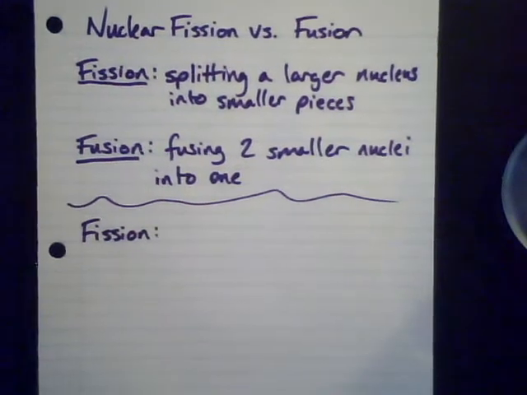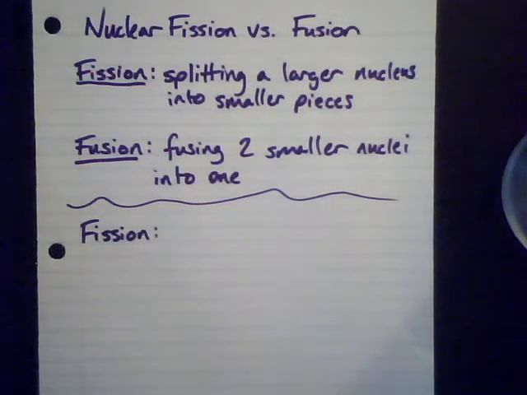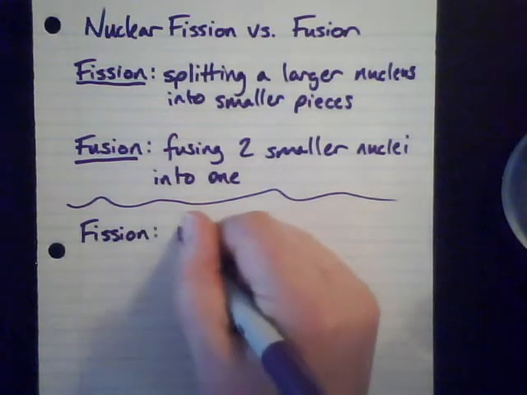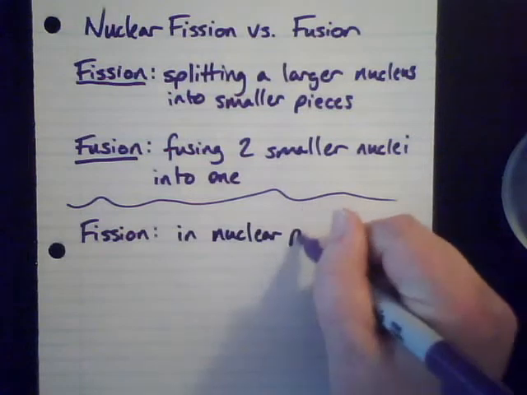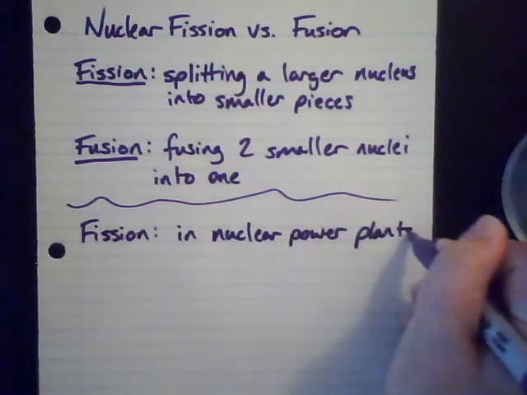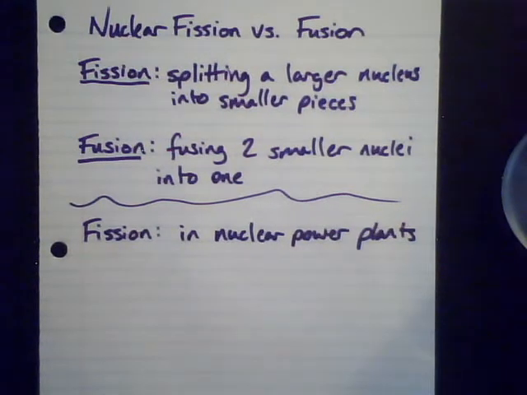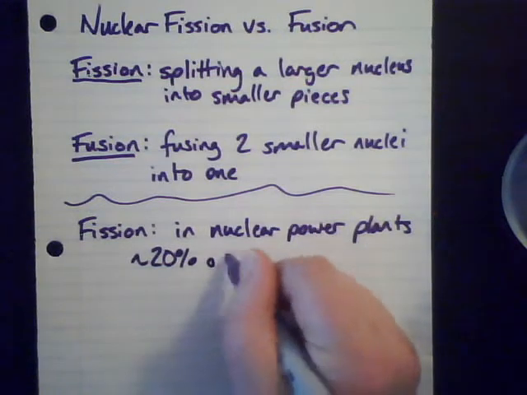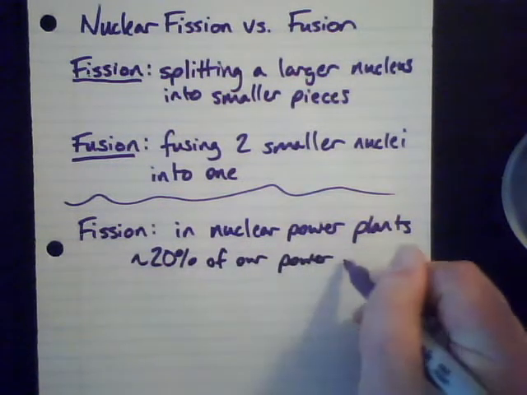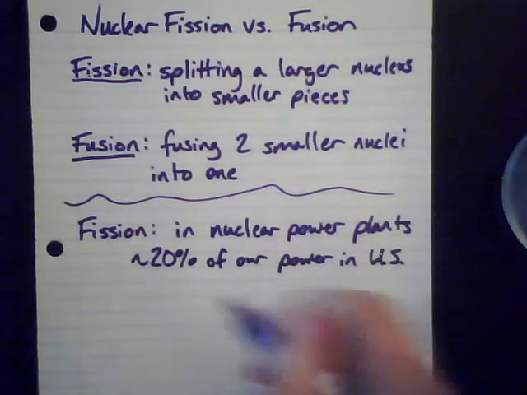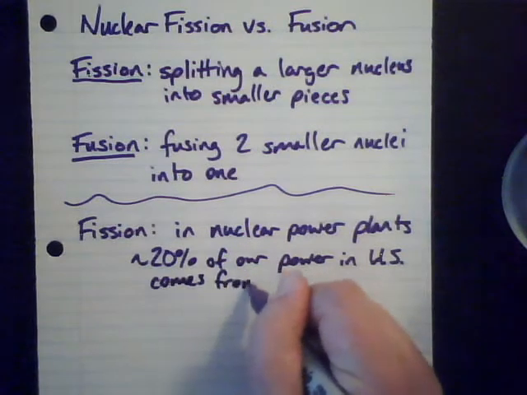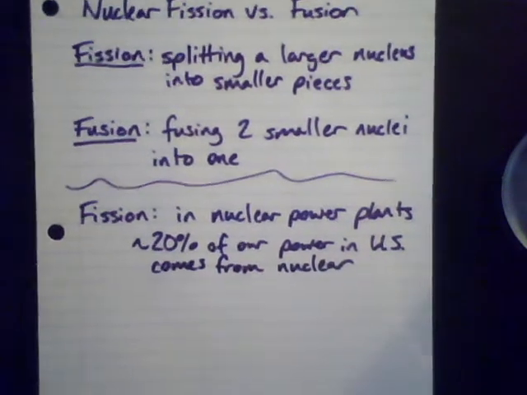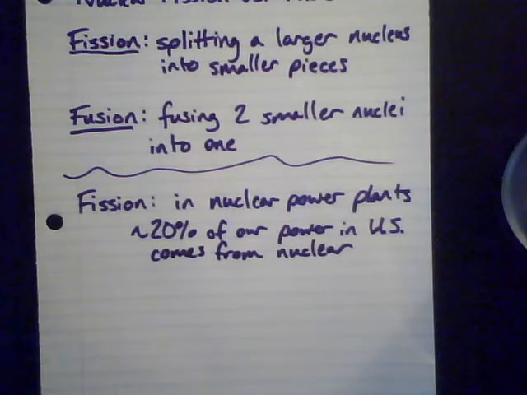Nuclear fission is the way that we get nuclear power here on Earth. So nuclear fission is what we see in nuclear power plants. And fission reactors are the reactors in nuclear power plants. Around 20% of our electricity right now comes from nuclear. That's here in the US. So, that's not a huge number. We have a lot of other ways that we get our energy, but about 20% of our power comes from nuclear.